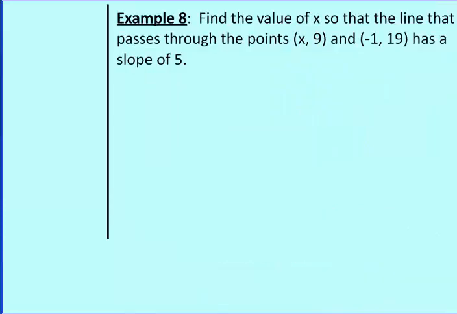Okay, one more quick example of how we can use our slope formula. We're going to find the value of x so that the line that passes through the two given points, (x, 9) and (-1, 19), has a slope of 5. So I know what slope I want. I'm trying to find what this number has to be so that I get a slope of 5. So you label your points. So this could be x1, y1, x2, y2.